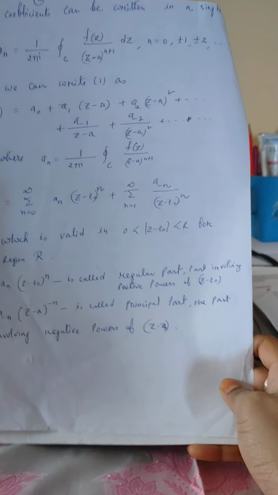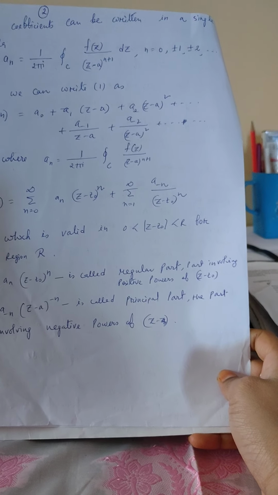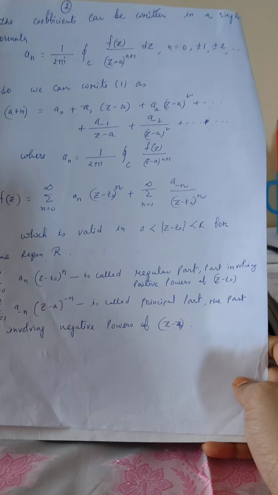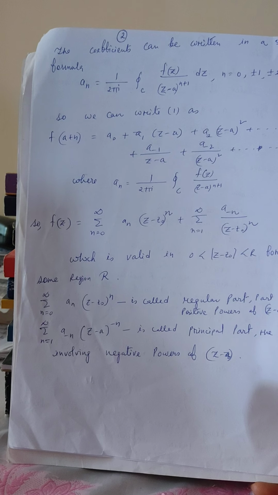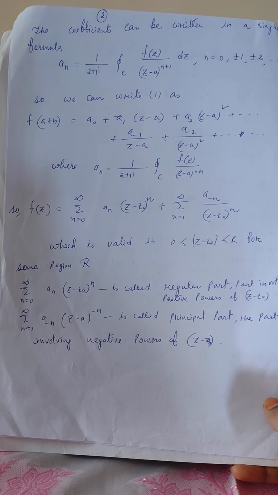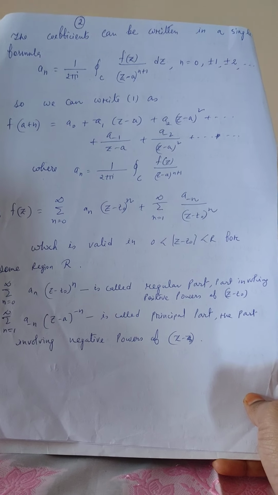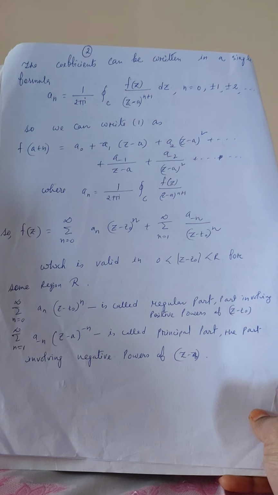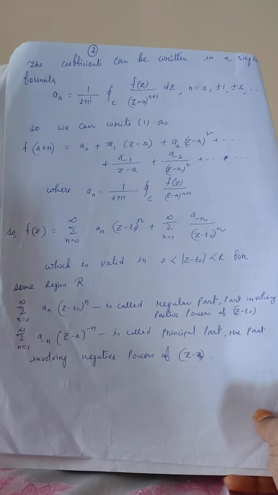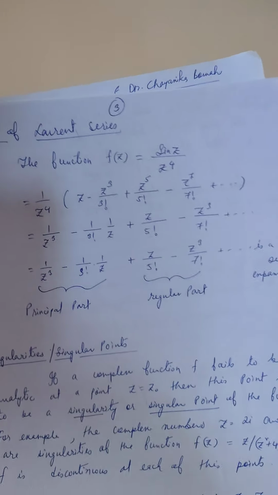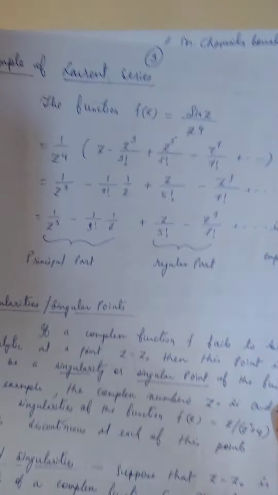So here the positive powers of z minus z naught in the expansion are generally called the regular part. And the summation from 1 to infinity of a minus n (z minus a) to the power minus n is called the principal part, which is the part involving negative powers of z minus a. So remember, two parts are there: one is the regular part, that is the positive part, and another one is the principal part, that is the part involving negative powers.